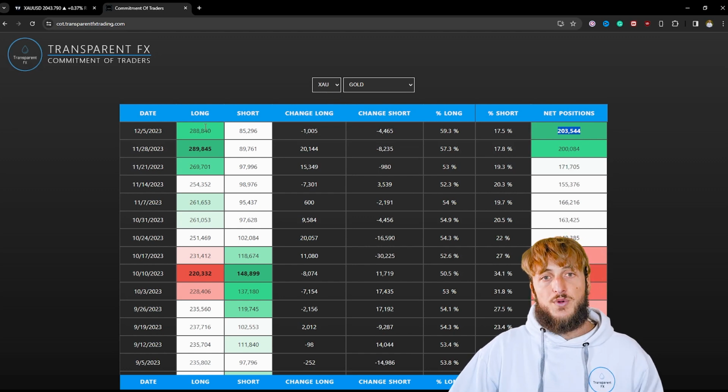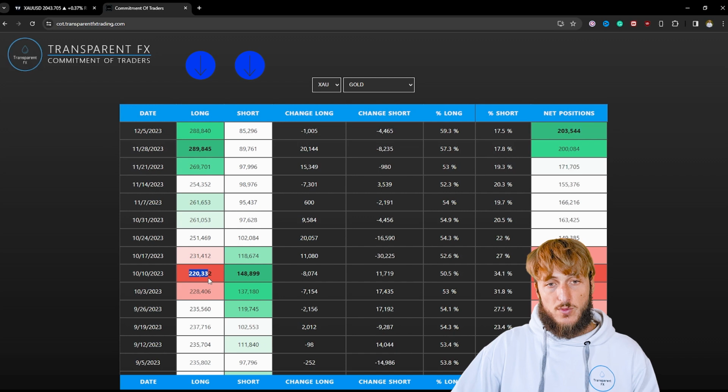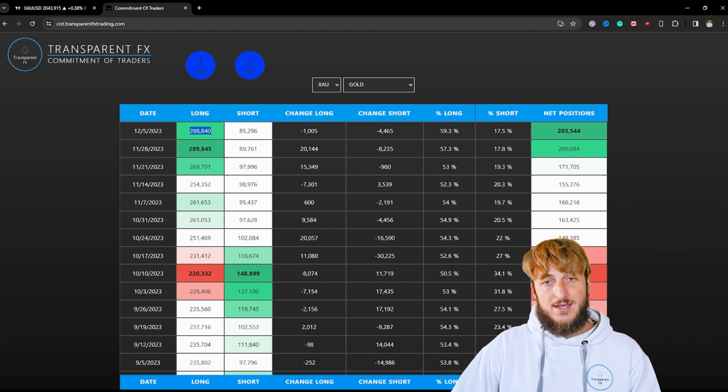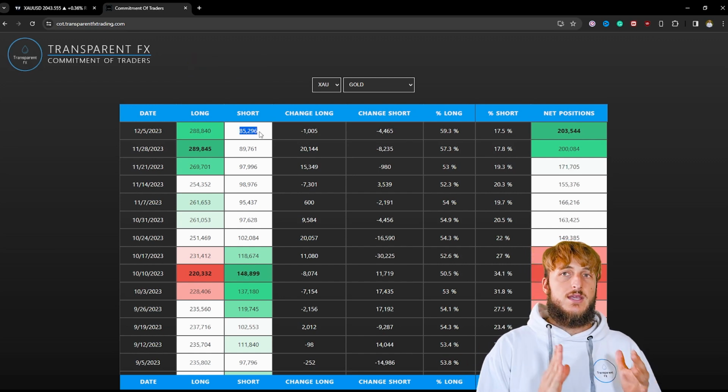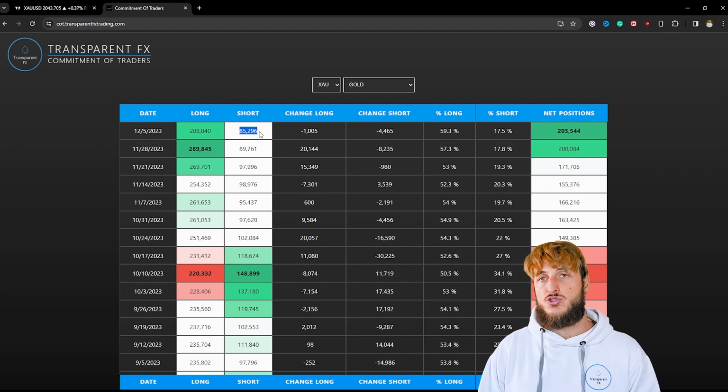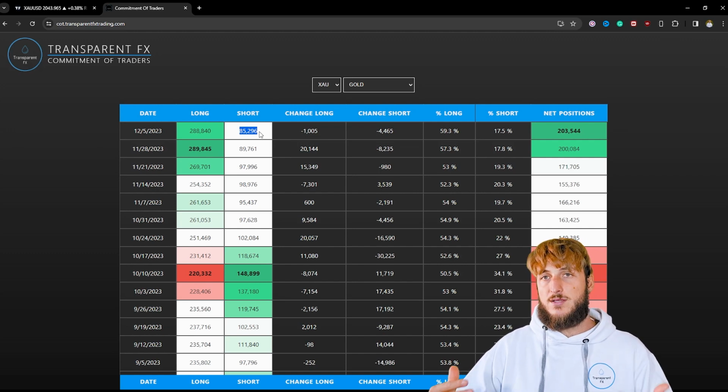In fact, we can notice how longs went from 220.3K from an institutional perspective all the way up to 288.8K, and shorts went from 148.8K all the way down to only 85K. So clearly, hedge funds have been increasing their longs and decreasing their shorts for gold, making it stronger.